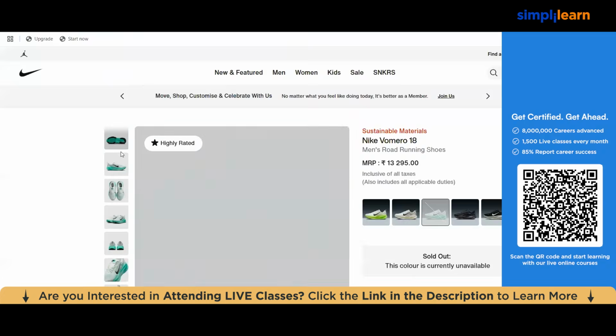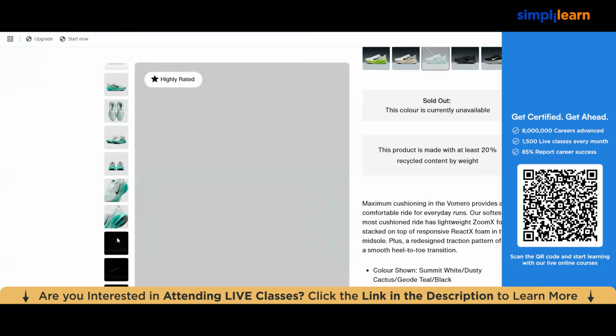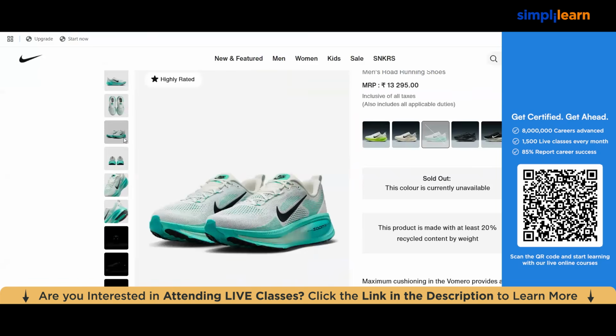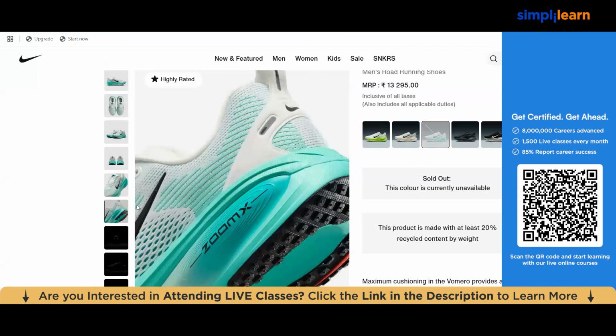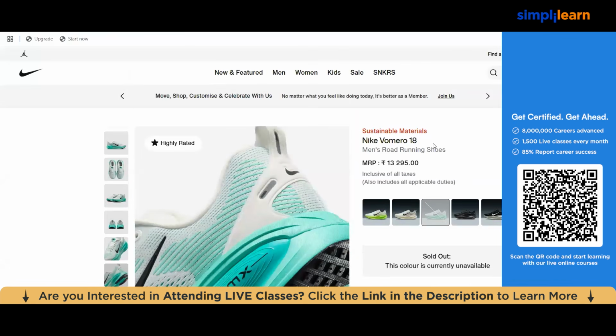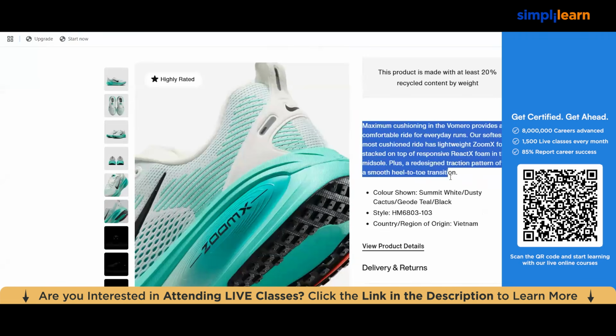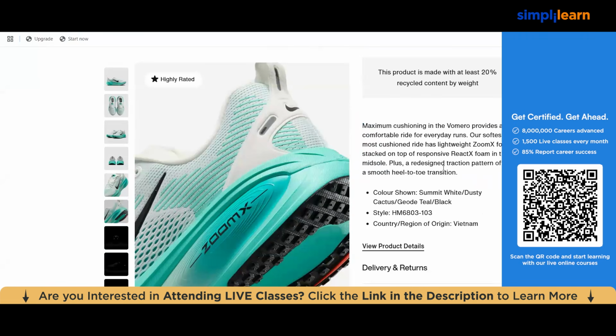So you go over here, you can see the kind of product detailing in terms of the photos themselves, from all angles. But apart from that, if you just go over here, you see this is the kind of story that they bring. So maximum cushioning in the Vomero provides a comfortable ride for everyday runs. They could just write best Nike shoes for running, right? And still they will be able to sell it.